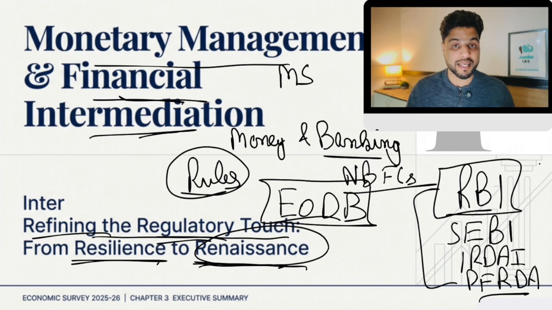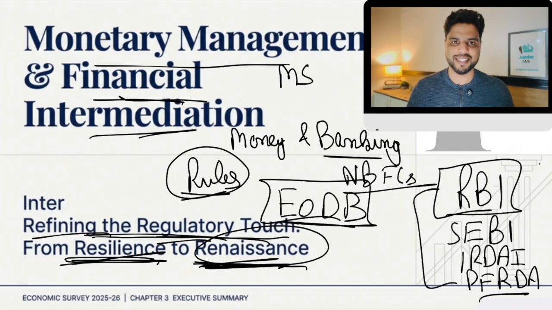And this chapter basically presents the evidence that we have refined our financial sector. And this chapter, like the previous chapter, also gives us a comparison of India with the rest of the world. Where the rest of the world is struggling, India is not struggling that much. Okay, so refining the regulatory touch so that ease of doing business is there, rules are not too much. From resilience, because our financial sector, banking sector showcased resilience during pandemic lockdowns, to renaissance, a new boom, a new horizon is there in our financial sector. This is what the Economic Survey says.